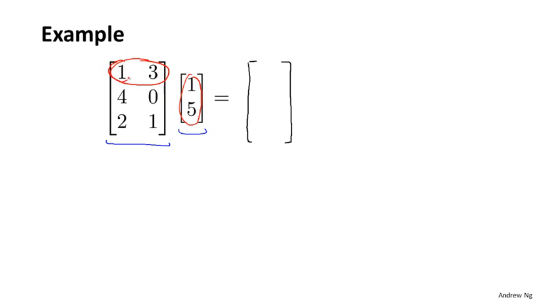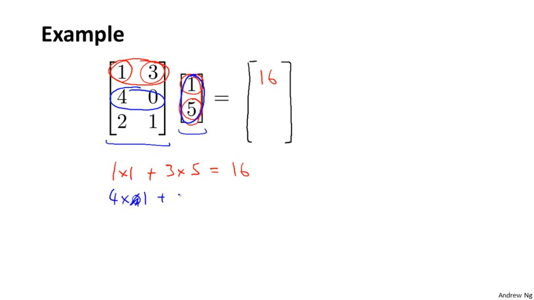I'm going to take 1 multiplied by 1 and take 3 and multiply by 5. That's 1 plus 15, so that gives me 16. I'm going to write 16 here. Then for the second element, I'm going to take the second row and multiply it by this vector. So I have 4 times 1 plus 0 times 5, which is equal to 4. So I get a 4 there.